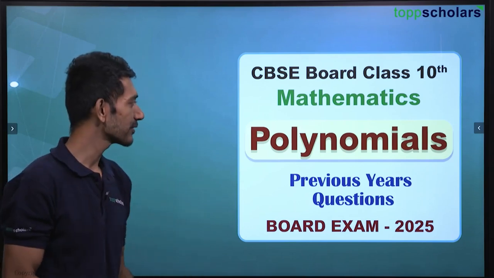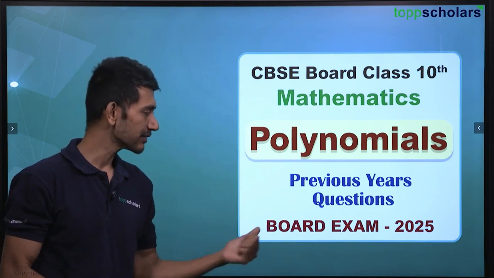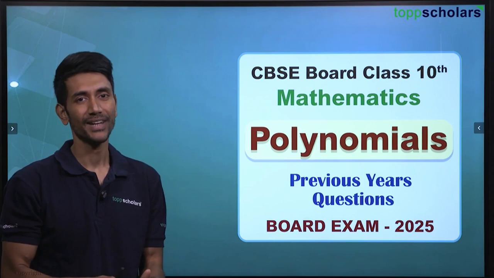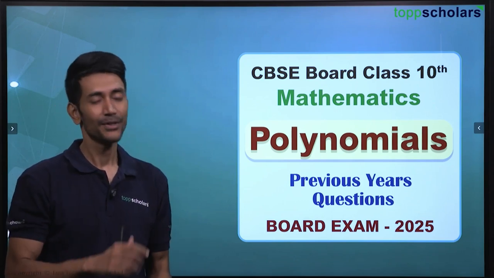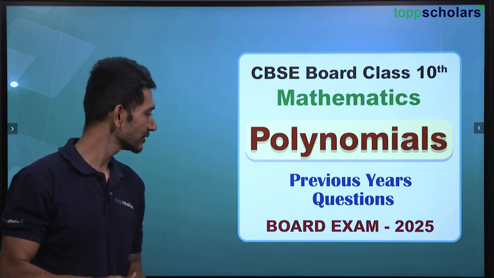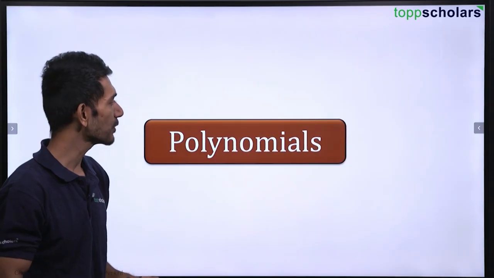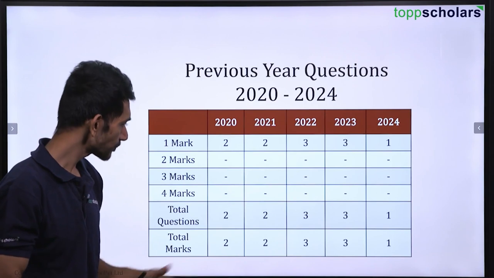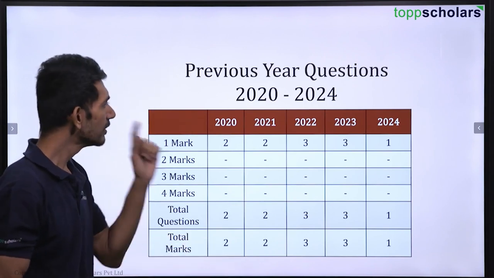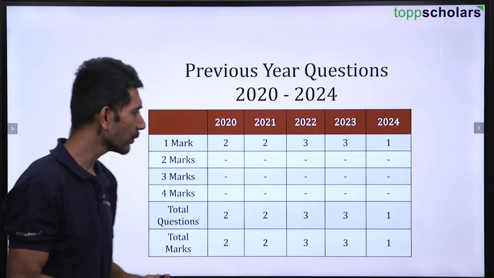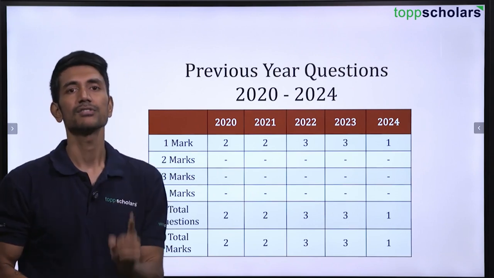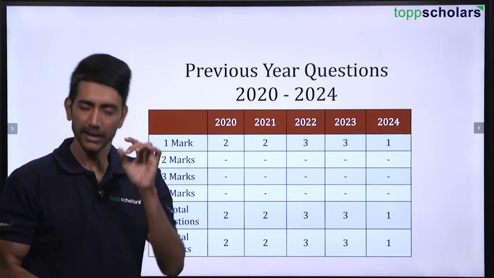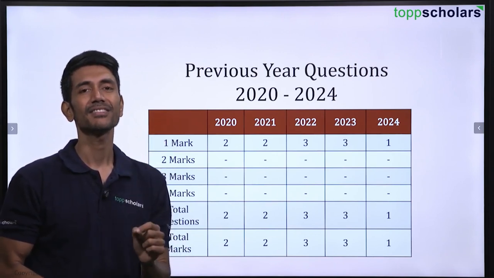In this session, we are going to discuss polynomials and previous year questions based on polynomials. This is one of the simplest chapters of grade 10. Questions are very easy. So we are going to wrap up all the types of questions from 2020 to 2024 in this particular session. If you notice very carefully, from 2020 to 2024, only 1 mark questions are asked from polynomials. So you can expect a 1 marker definitely for sure in this year's exam as well.